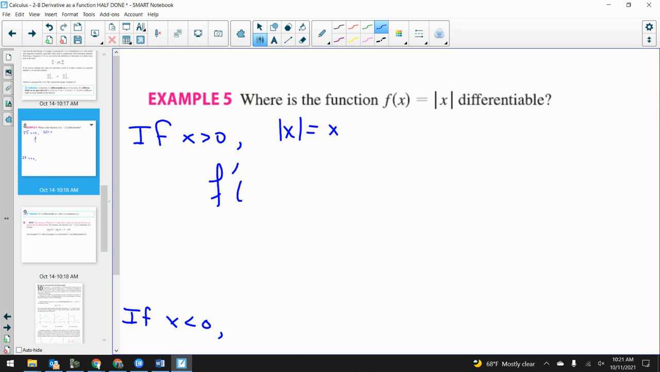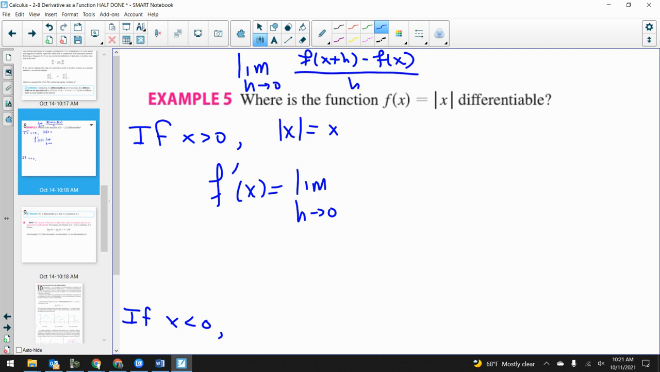Okay, if that's the case, then f prime of x is going to be equal to, remember, the limit as h goes to 0 of f of x plus h minus f of x all over h, right? That's our definition of a derivative. So I'm going to say the limit as h goes to 0 of the absolute value of x plus h minus the absolute value of x all over h.